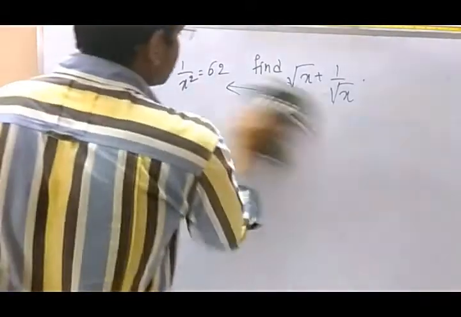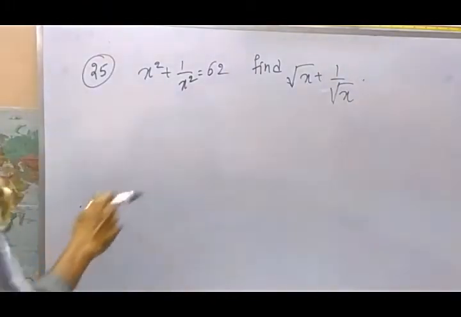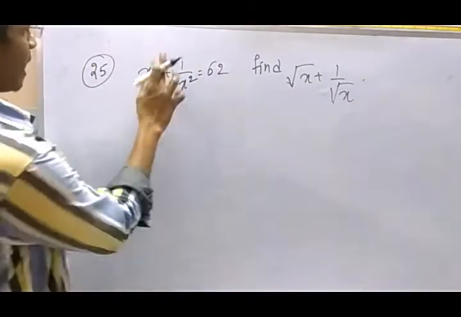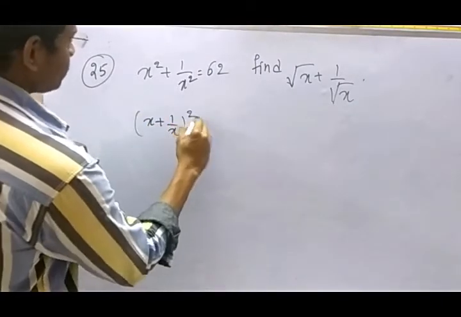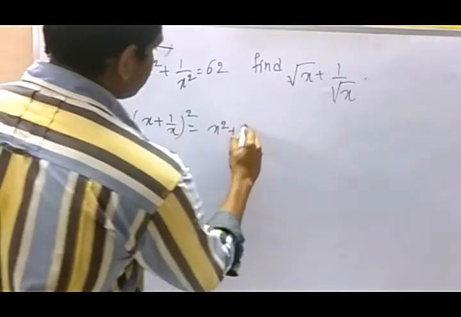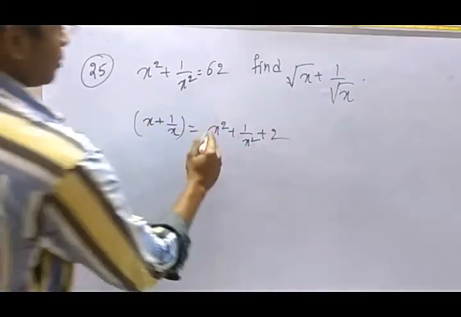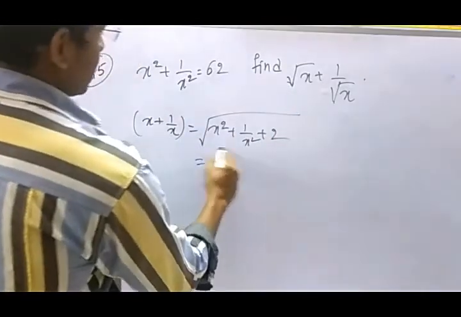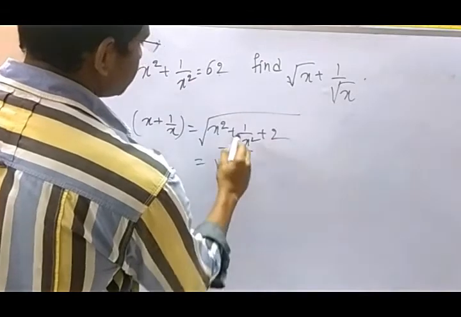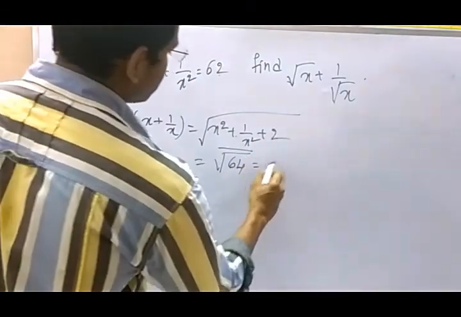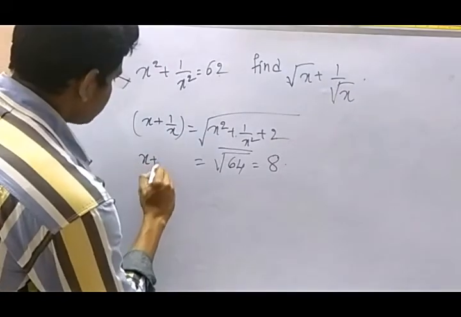So what we need to do? Students, say what we need to do? The half of x square. What is half? x plus 1 by x whole square: x square plus 1 by x square plus 2. This square becomes root. x square plus 1 by x square is 62. Root 64, 62 plus 2, 64, equal to 8. What is this? x plus 1 by x.